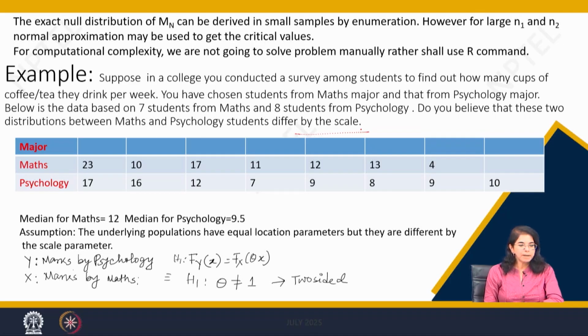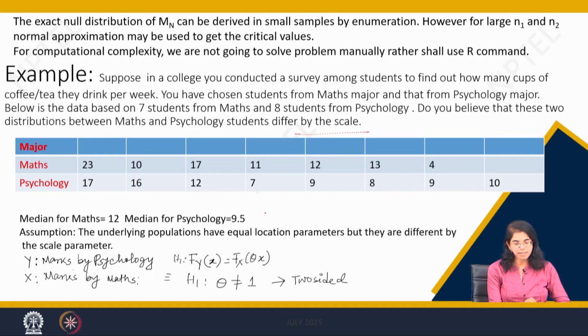So these are the number of cups of tea or coffee usually the students take in a day. So 23, 10, that means the first student from maths major takes 23 cups of coffee, quite bad, or cups of tea in a day. Then 10, then 17, then 11, so on and so forth. I hope that the problem is clear. The median of maths is 12 and the median of psychology is 9.5. It's pretty easy. You can figure it out.